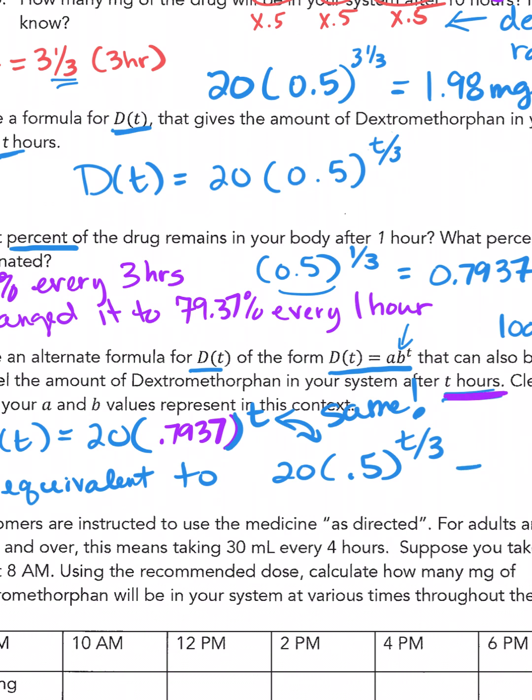Think about it. If you think exponent rules, this would be the same as saying 20 times 0.5 to the 1/3 power, raised to the t power. And that's exponent rules. And this right here is that 0.7937. If you didn't understand what we were talking about, that's what that represents. So that's how this guy became that guy.